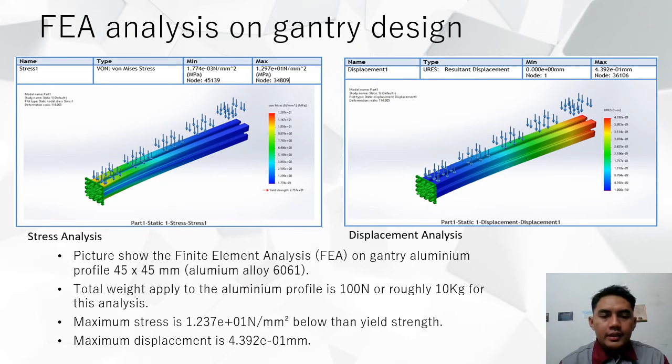This is the finite element analysis, FEA, on the gantry design, which uses aluminum profile 45 times 45 mm, aluminum alloy 6061. The total weight applied to the aluminum profile is 100 Newton. You can see in the maximum stress analysis, it is 1.297 exponent 1 Newton per mm square, and it is below the yield strength. The second feature is displacement analysis. The maximum displacement is 4.392 exponent -1 mm.